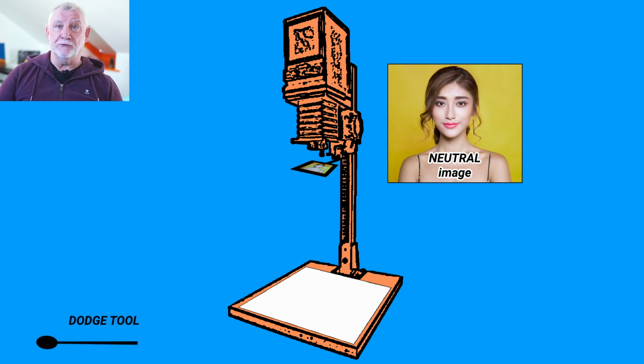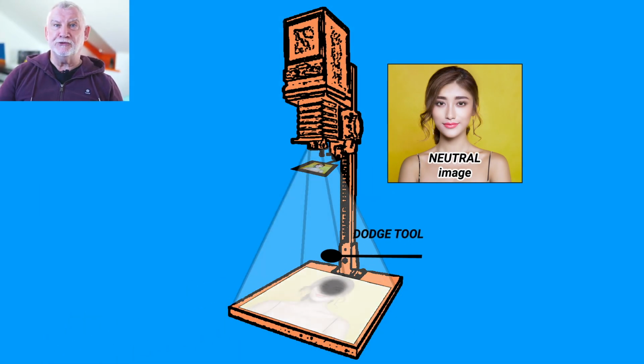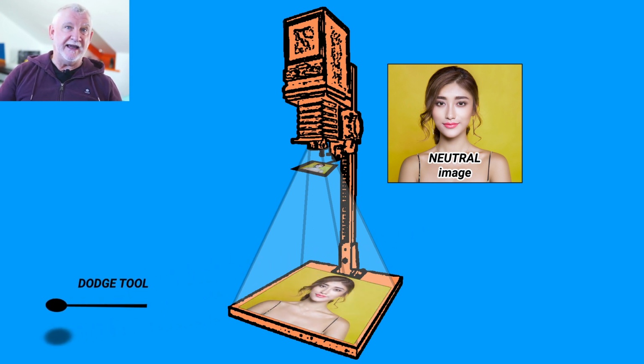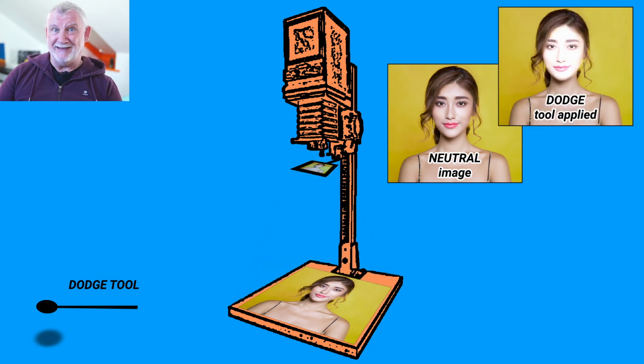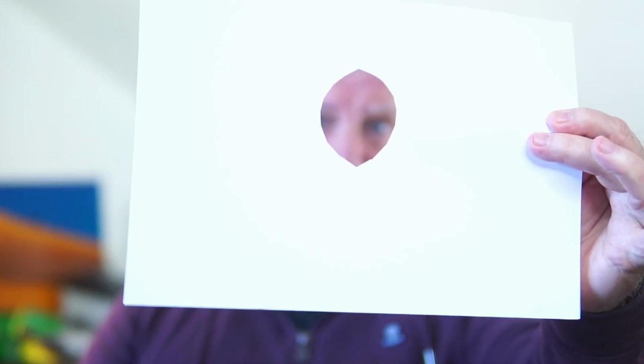This is a dodge tool, essentially a thin stick with a circle of cards stuck to it, like the one I'm holding now. If you held the dodge tool between the light and the paper, the light would be blocked, meaning that the area in its shadow on the paper would be brighter in the final print, like this. This is a burn tool, a big piece of card with a hole in it.